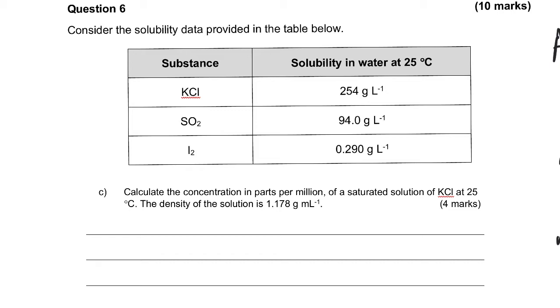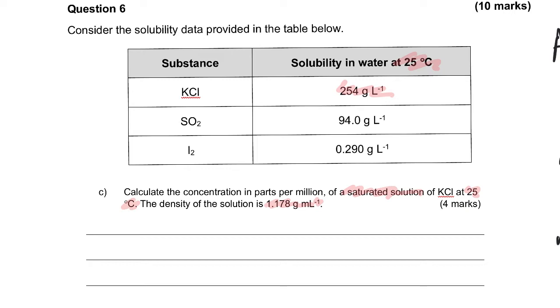It's about solubility and working out concentration in parts per million. First of all, it says calculate the concentration in parts per million of a saturated solution of KCl at 25 degrees Celsius, which is effectively the value that we've been given in the table, and the density is 1.17 grams per mL. We'll need that value as well, so we go and grab all the important information that we need.